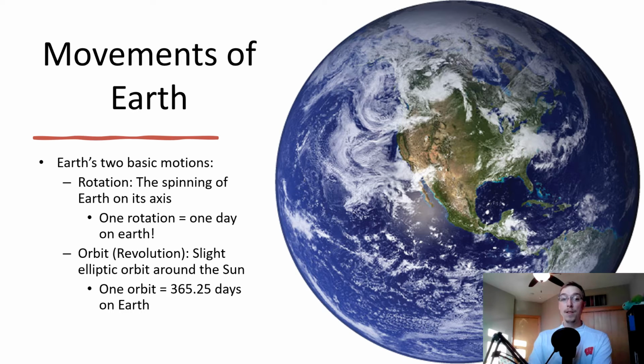The second is orbit or revolution, where the Earth is moving around the sun. So that takes place on a much longer time scale, 365.25 days on Earth. That's why every 4 years we have a leap year to accommodate that extra quarter of a day in our calendars. So the Earth revolves on a slightly elliptic orbit, meaning that it's slightly oblong versus perfectly circular. We'll see that here in this next slide.